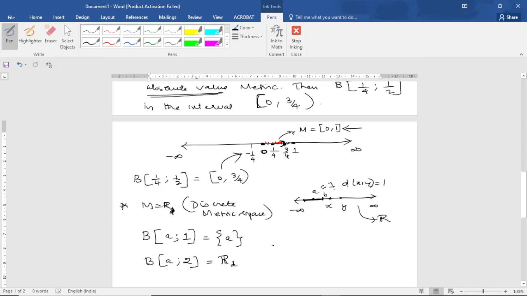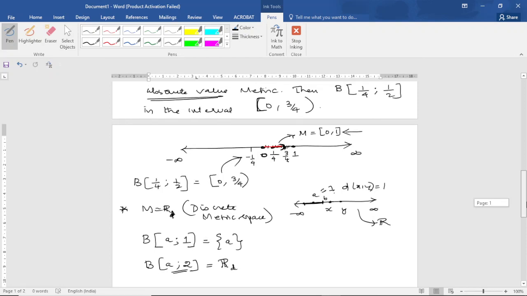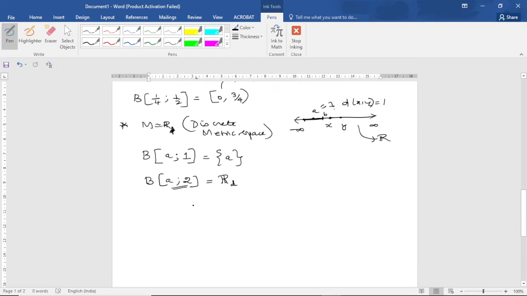If I increase the radius to more than 1, then all the elements satisfying this property form nothing but the entire real line with the discrete metric. So these are all important results.